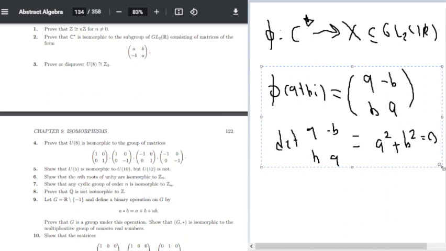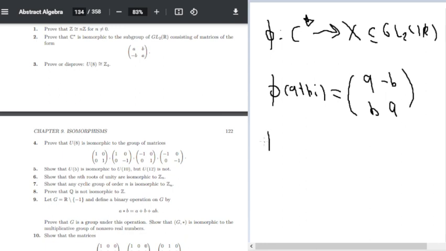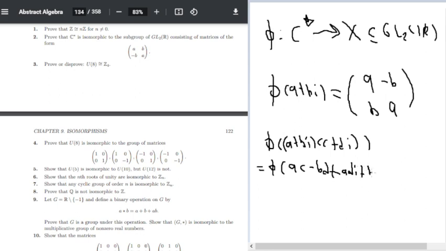So continuing on, we need to show that this preserves the group operation. So phi of a plus bi times c plus di is equal to phi of ac minus bd plus adi plus bci, or we could just write it as plus ad plus bc i.